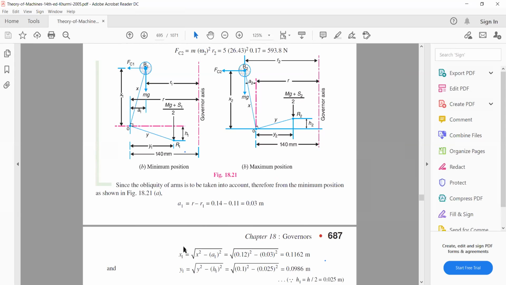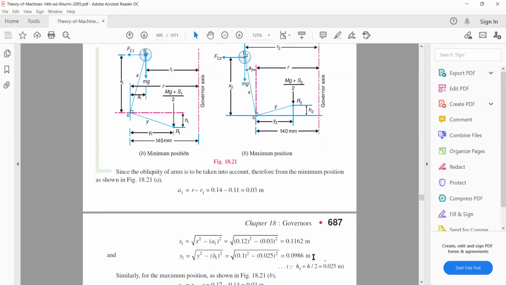From Pythagoras' law, x1 equals the square root of x square minus a1 square. That is, the opposite side equals the square root of hypotenuse square minus adjacent side square. So x is known, 0.12 squared, minus a1, which is to be found, 0.03 squared. When we make the calculation, the value comes to 0.1162 meters.